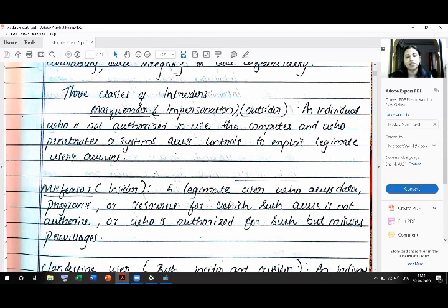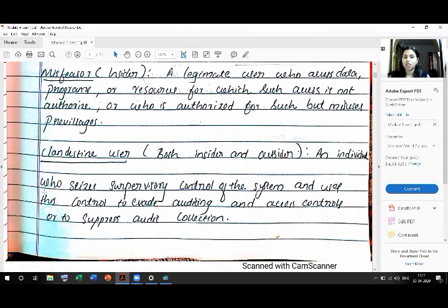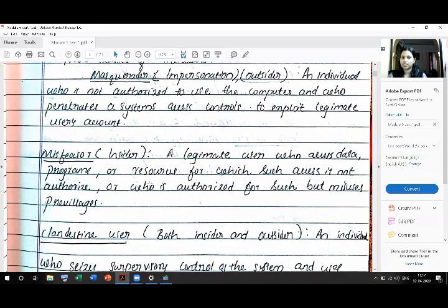Next one is the clandestine user, who is both an insider and an outsider. This is an individual who seizes supervisory control of the system and uses this control to evade auditing and access controls, or to suppress audit collection. The user evades the audit or suppresses the collected data, which means damaging the data. This type of attack is known as a clandestine user. These are the three main types of intruders: outsider, insider, and both, also known as masquerader, misfeasor, and clandestine user.